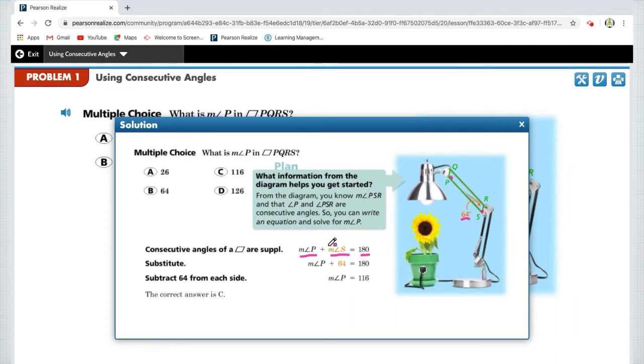So substitute for the value of angle S. So angle P plus 64 equals 180. To solve for angle P, we'll just subtract 180 minus 64 equals 116. So meaning the measure of angle P is 116. So it is choice C.